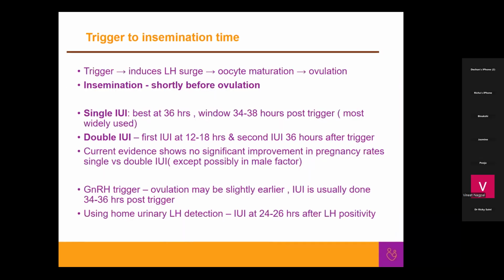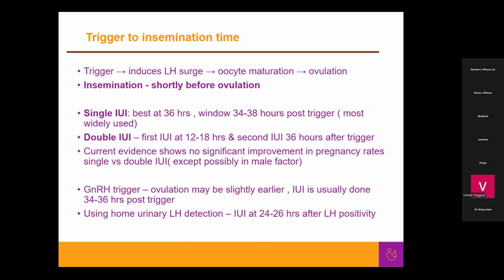Then comes trigger to insemination time. Once we trigger the cycle, it causes an LH surge, oocyte maturation, and then ovulation. So time to insemination is basically shortly before the ovulation. If it is a single IUI cycle, the best results are seen at 36 hours after trigger, although we have a window of 34 to 38 hours.